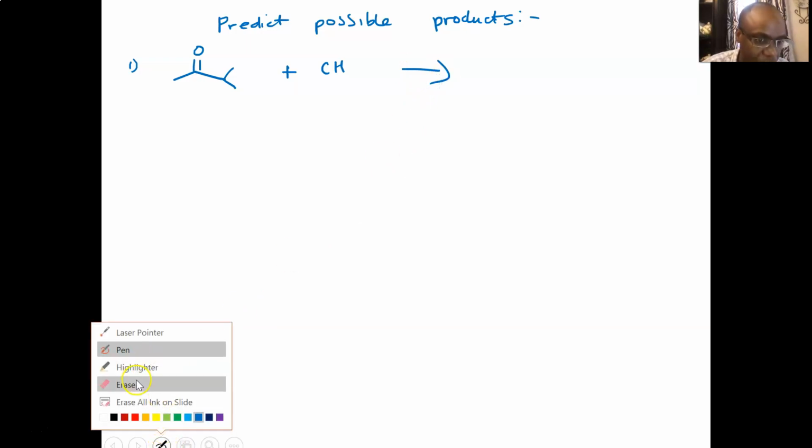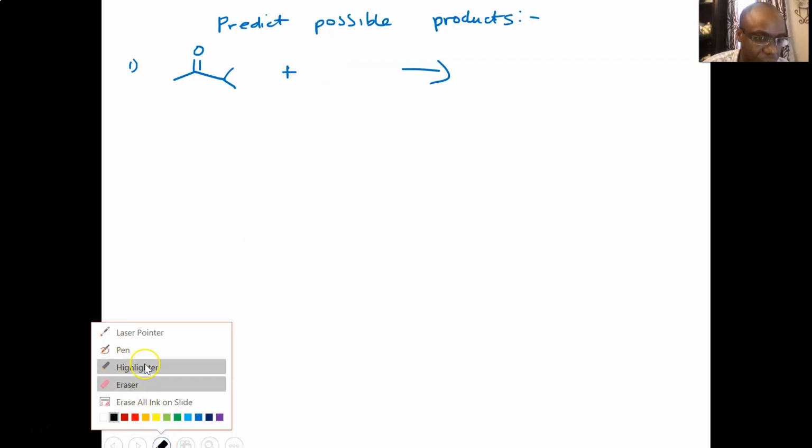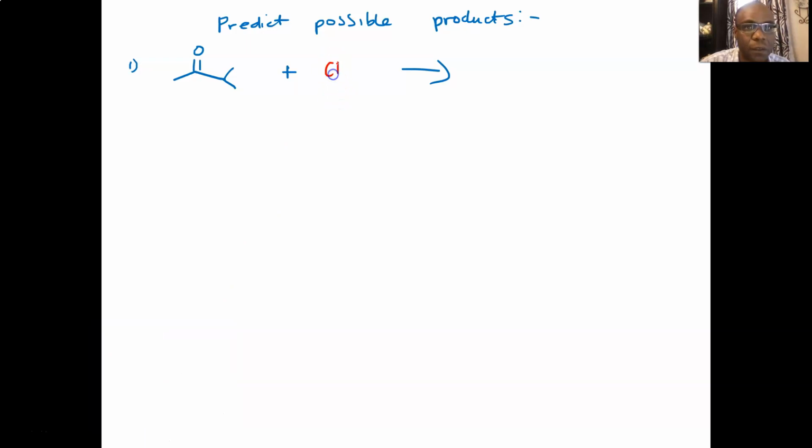Allow me to use a different color. If I give you that molecule reacting with methanol, and I tell you that this is only one equivalent in presence of an acid. So again, you have a carbonyl containing compound, you have an alcohol. If you remember very well, this is how you make hemiacetal.